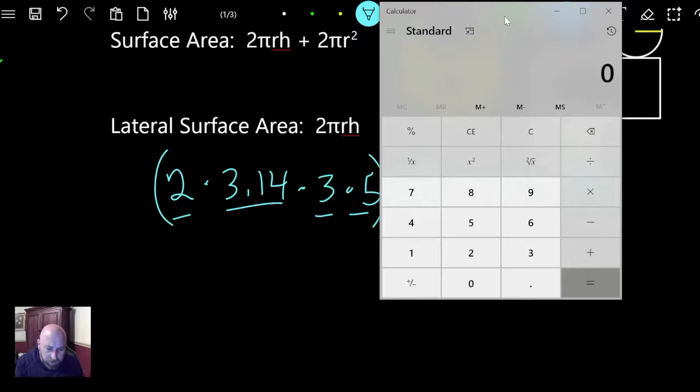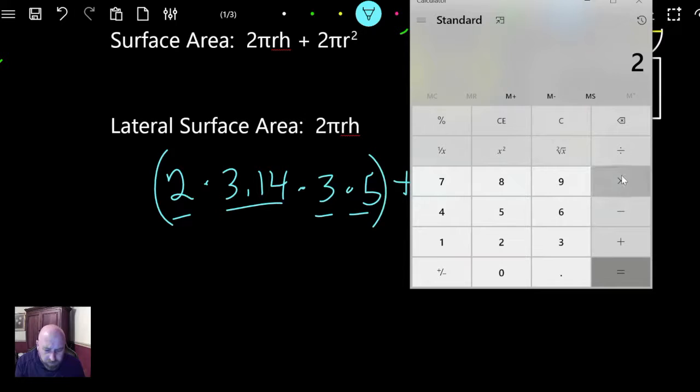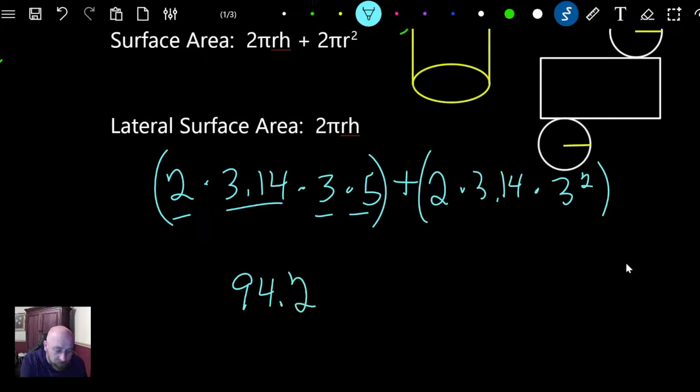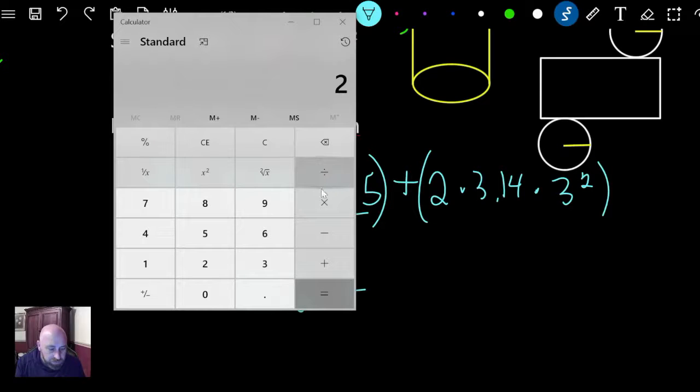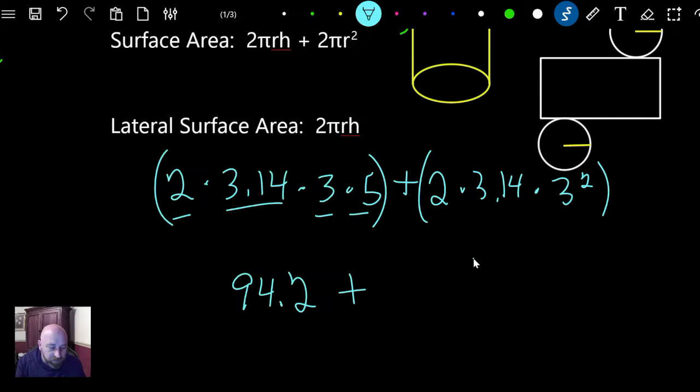I'll just bring my calculator right up here and we can do it. So 2 times 3.14 times 3 times 5 equals 94.2 over here, 94.2, and that's going to be plus whatever we get over here. So again, follow order of operations. We're going to want to do that first. So we're going to get 9 there. 3 squared is 9. So we have 2 times 3.14 times 9 equals 56.52.